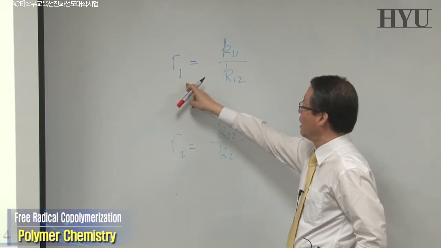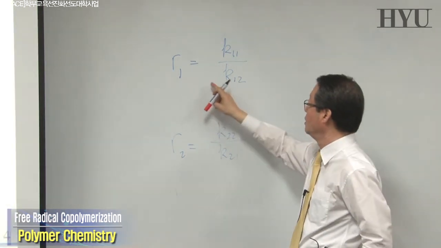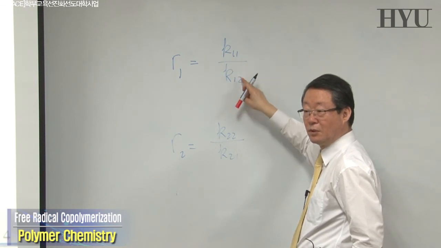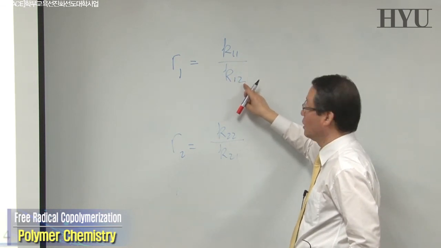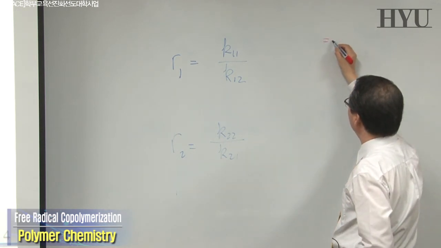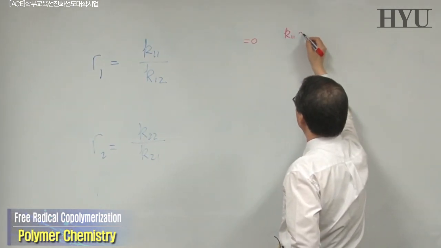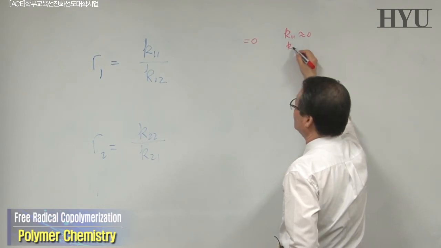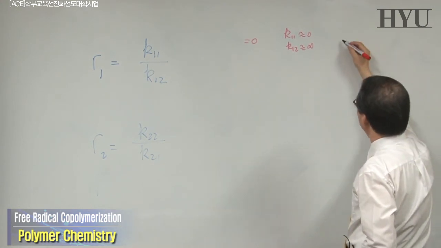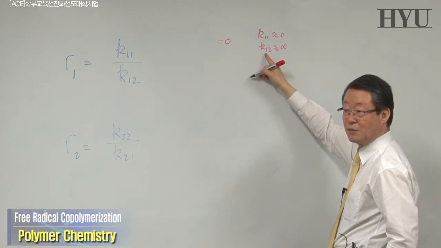If R1 is equal to 0, that means you have either 0 K11 or infinite K12. So K11 might be 0 or K12 might be infinite. Which means, if you have a growing radical, the first one is a growing radical, species of the growing radical.